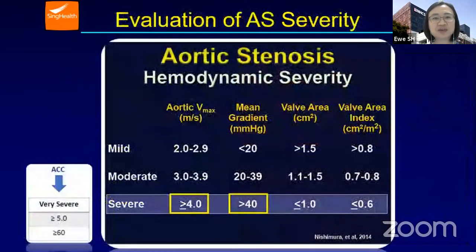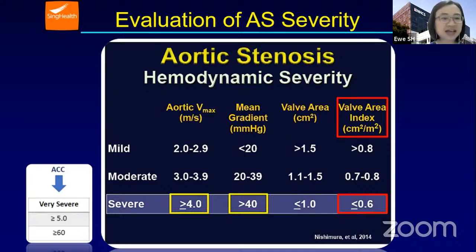When it comes to evaluation of aortic stenosis, all of us depend very much on echocardiography, and we look at three parameters. The most important is Vmax, followed by mean gradient and aortic valve area. In this part of the world where the body surface area could be small, it is important for us to index to the body surface area, such that in severe aortic stenosis, after indexing, the value is less than 0.6. And in the ACC guidelines, it's important in our echo report to include very severe aortic stenosis, which includes a Vmax of more than 5 or a mean gradient of more than 60, because it has prognostic implications.